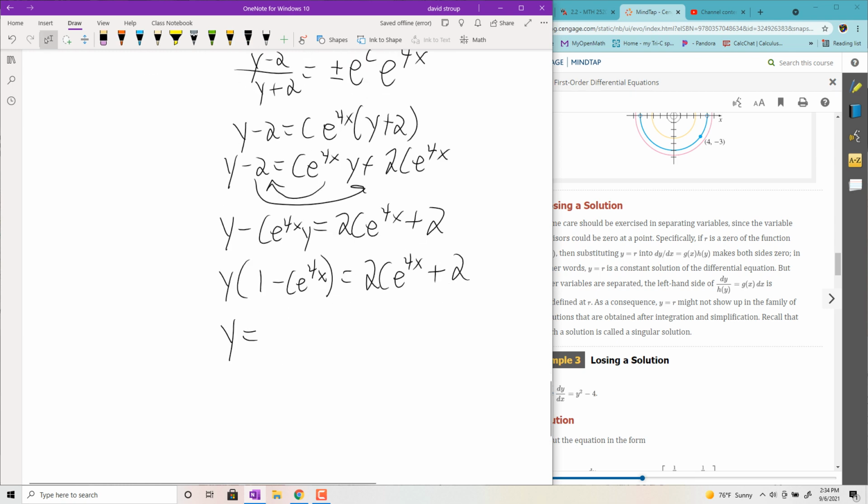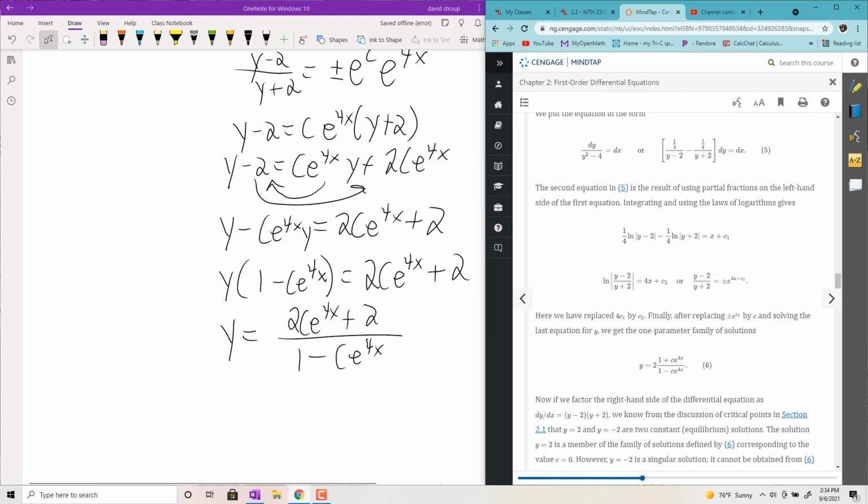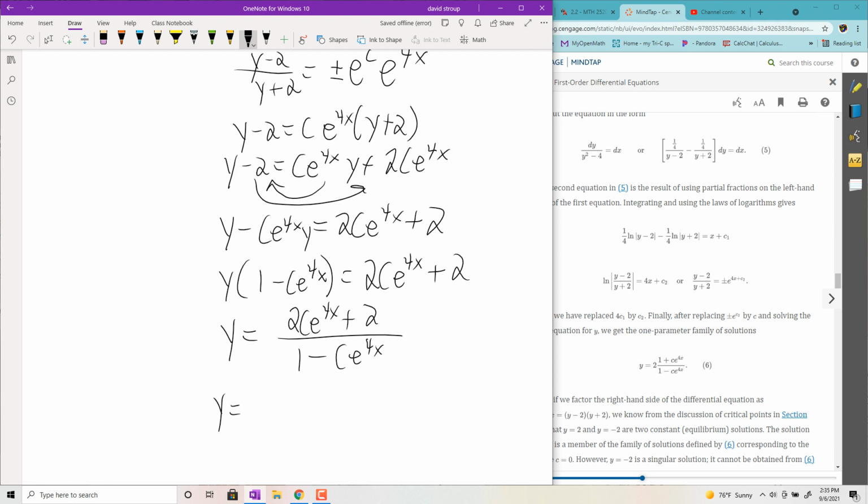So y would equal, finally, 2 times c e to the 4x plus 2, all over 1 minus c e to the 4x. Let's see if I'm even close. Yeah. And then you can factor out the constant in the numerator: 2 times (c e to the 4x plus 1), then over 1 minus c e to the 4x.